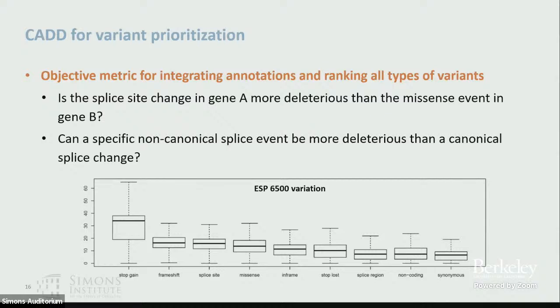And everything is on the same scale. You, in principle, don't need to consider the variant effect category anymore. It's part of the model. You're getting a continuous score with which you can rank your variants.